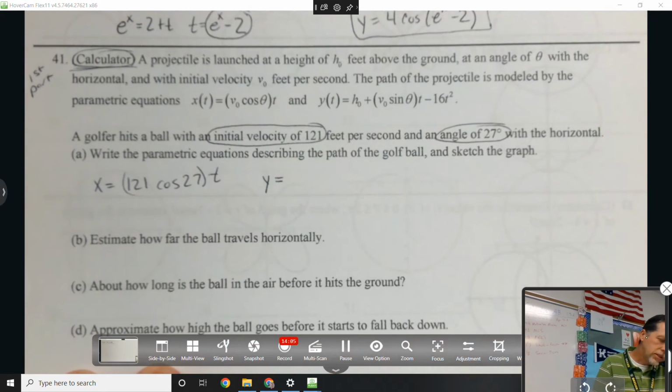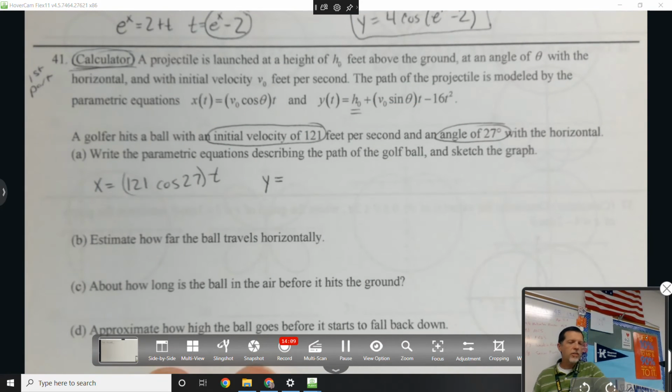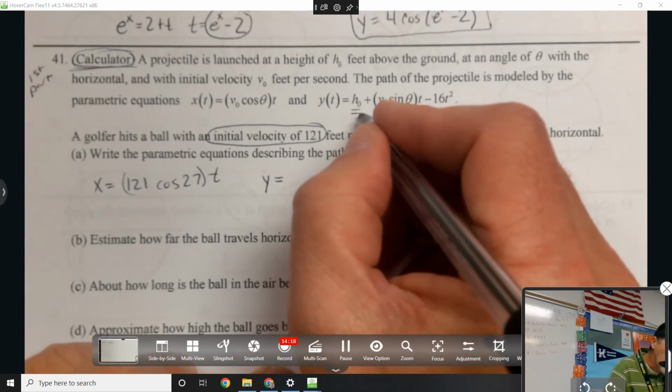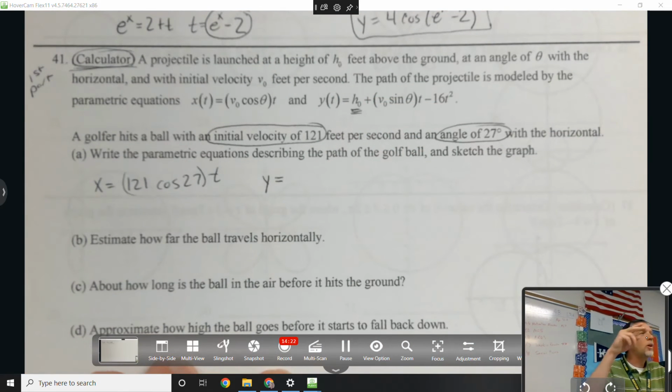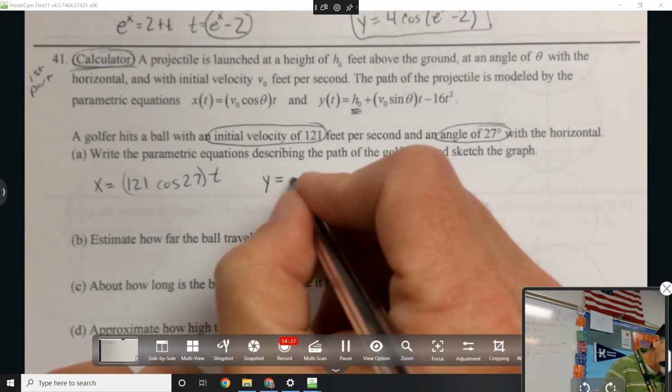Y equals h0. What's our initial height for this golf ball? Must be 0 because they didn't really specify. Plus, you're usually hitting the golf ball off the ground. So h0 is 0. Fair warning, the one on the test, I don't think it's 0. I think it's somebody throwing a ball or shooting an arrow, so the h0 is not 0 for the one on the test.